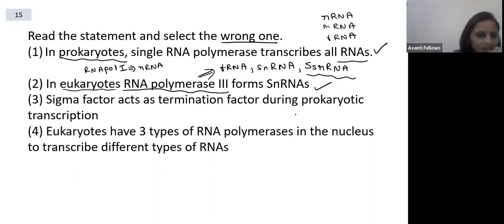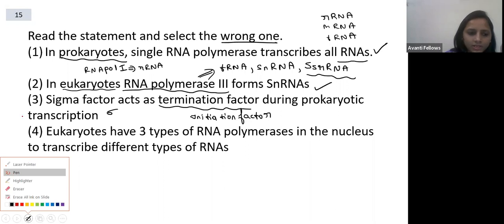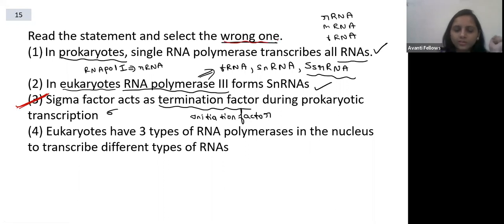Then coming to the third option, the sigma factor, right? The sigma factor acts as a termination factor during the prokaryotic transcription. No, guys. It is not acting as a termination factor. It is acting as an initiation factor, right? So that is the reason option 3 is the answer, because they're asking for the wrong one, right? So that is the reason.